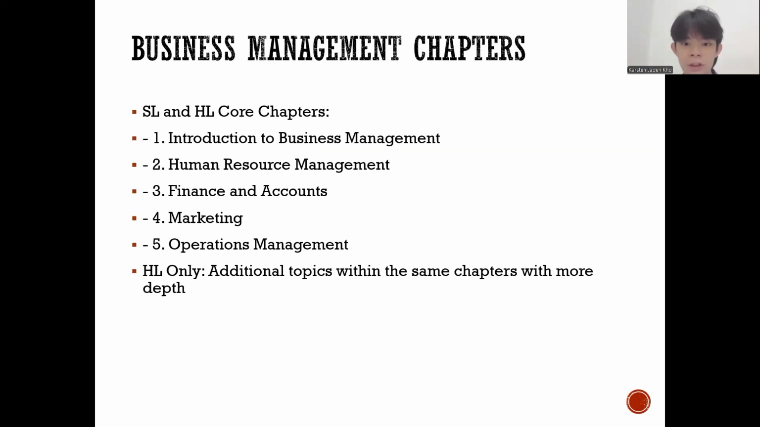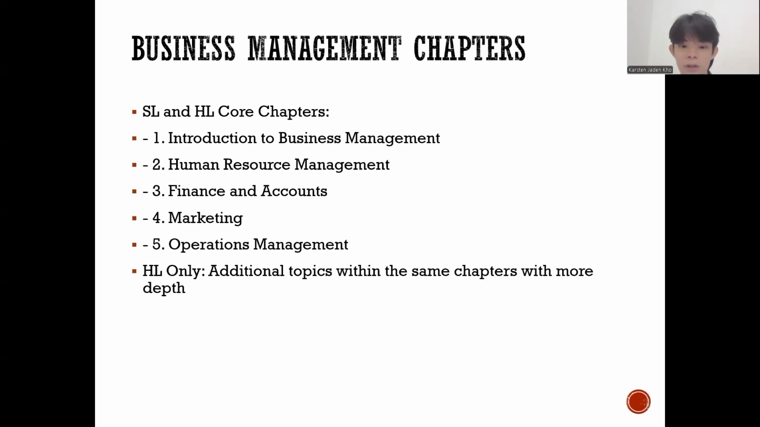Now, these are the core chapters in the course, which are covered in both SL and HL. The core chapters include Introduction to Business Management, which covers the fundamentals of business structures, goals, and strategies. Human Resource Management, learning how businesses manage their workforce, including recruitment, training, and performance management.